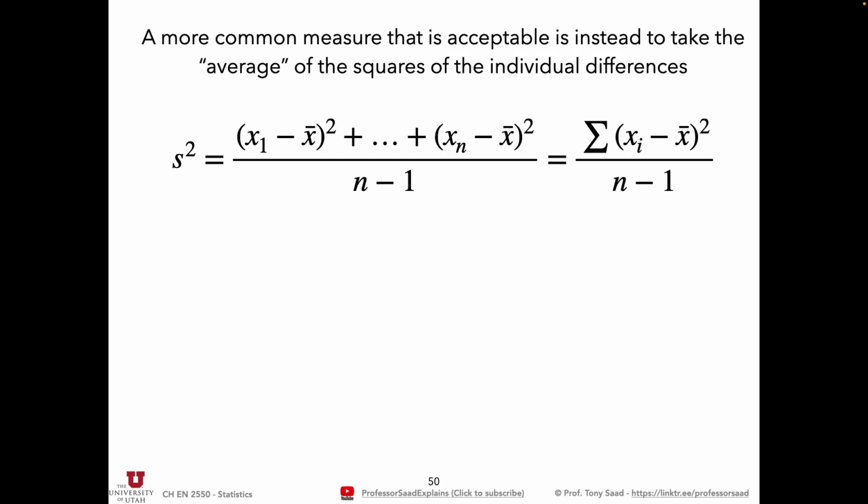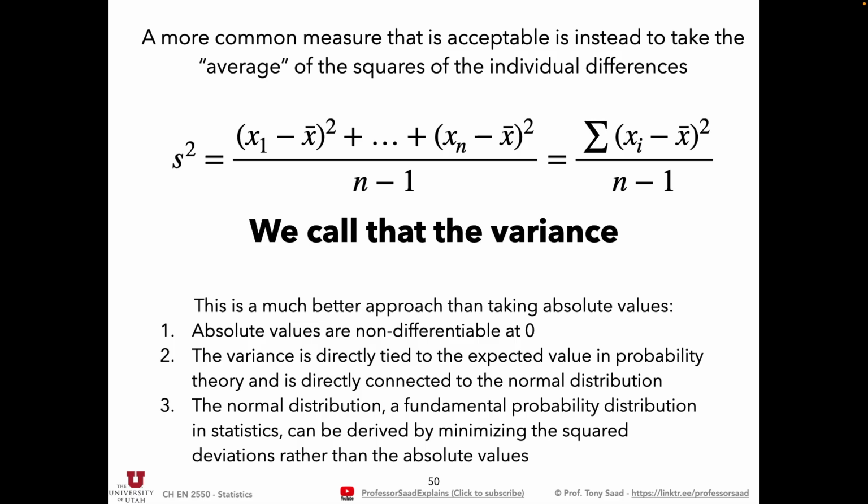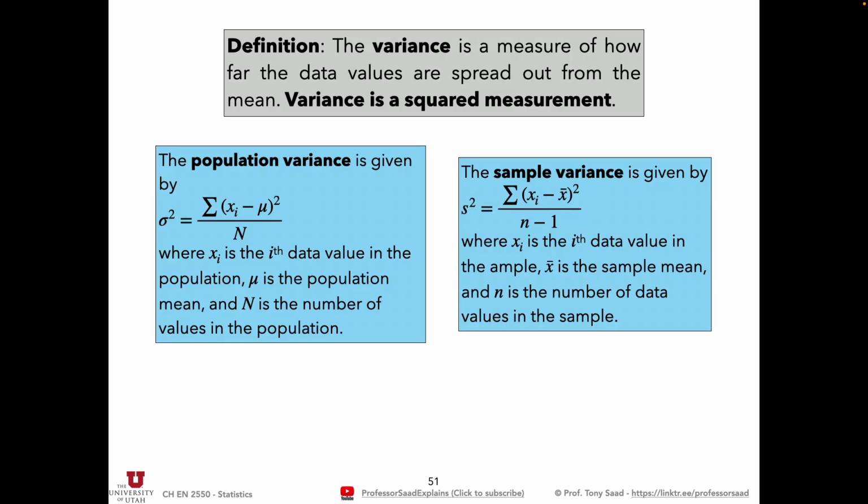Now, take this value as the measure, we call that the variance, and for a sample we call that s squared. It's a much better measure than taking the absolute values because they're non-differentiable at 0, they're discontinuous. This variance has certain properties when we develop the full continuous theory of probability distributions and how that ties into statistics. Now, in general, we can do this for a sample and we can do it for a population. For a population, we call this sigma squared, and the mean for the population is designated by mu.